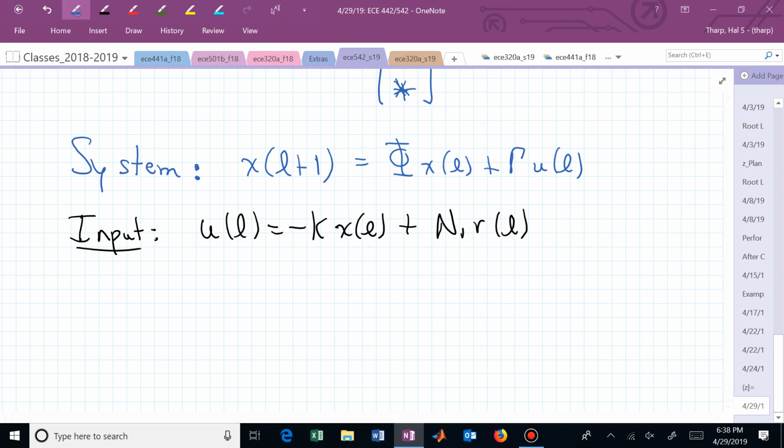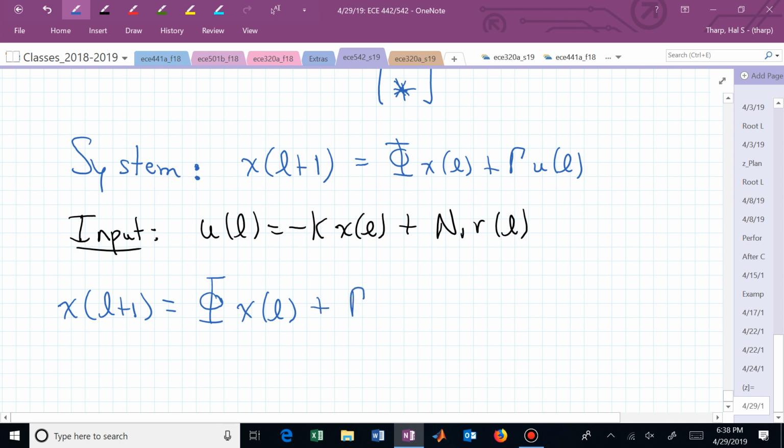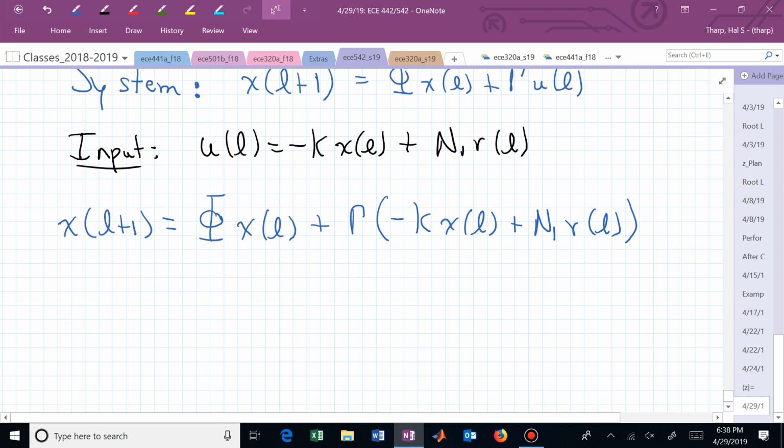Let's now apply that input into our system description. We now have x of k plus 1 equals phi times x of k plus gamma times u of k, which is now minus K x of k plus N1 r of k. I'm just replacing u of k with this parameterized form, minus K x of k plus N sub 1 r of k.